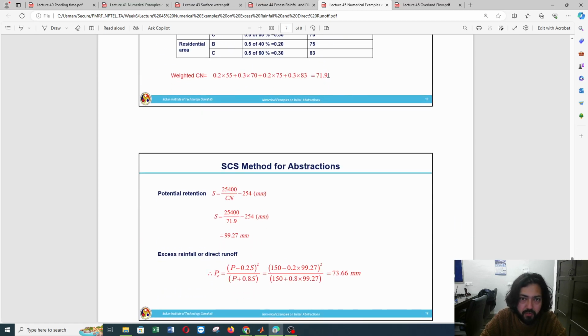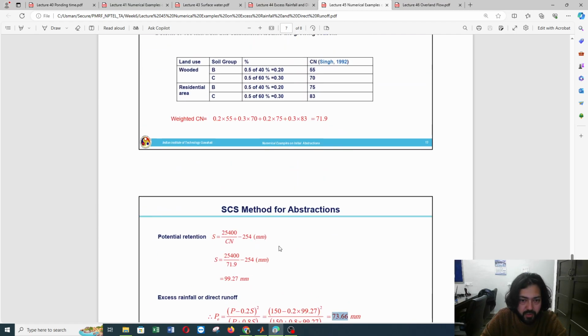So since we know the value of CN, now we can calculate the value of potential retention S, right? So we got the value of potential retention 99.27 mm. So we got the value of S. Now that we know the value of S, we know the value of P, we can calculate direct runoff, that is PE. So we got the value of direct runoff PE is 73.67.